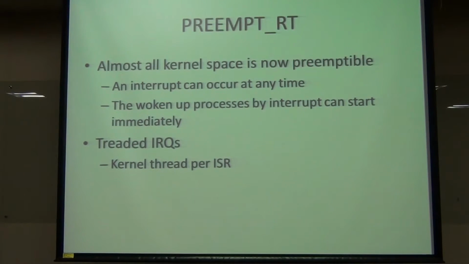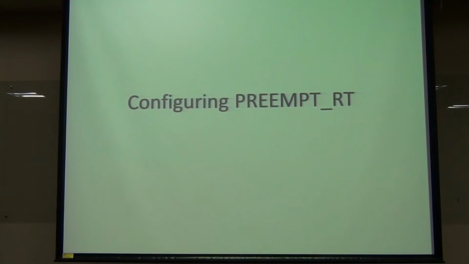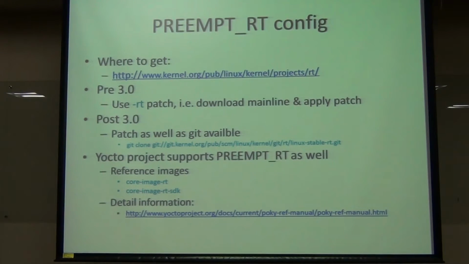Okay, skip this. All right, so far I've talked about preemptive RT. Now I'm going to talk about how we configure these preemptive RT patch sets. So where to get it? It's here. If you go to this link, you'll find the links for 2.6 as well as pre-3.0 and post-3.0. For pre-3.0, you have to download the patches and apply them.